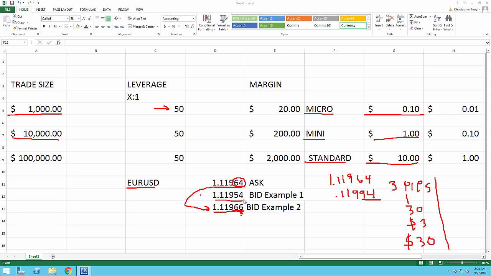Now, let's look at pipettes, for example, right here. Okay, right there. Let's just say you went from 64 to 66, 2 pipettes. Well, in this example, you would have made 2 cents on a micro, 20 cents on a mini, and $2 on a standard. So that's how you read the bid, the price using the pipettes on the micro, the mini, and the standard lots.